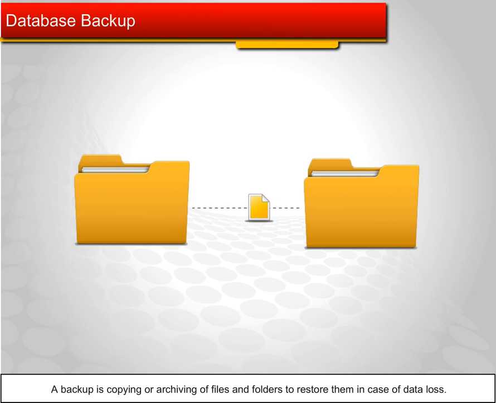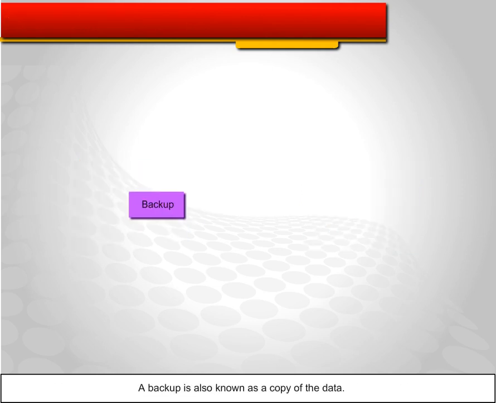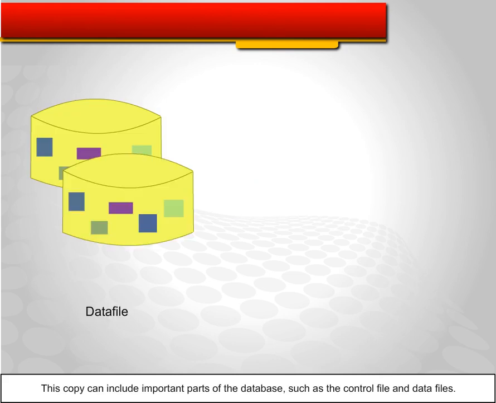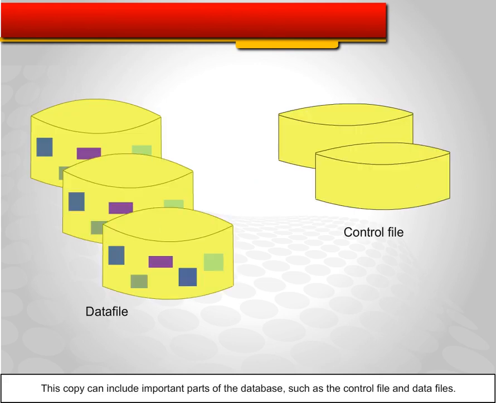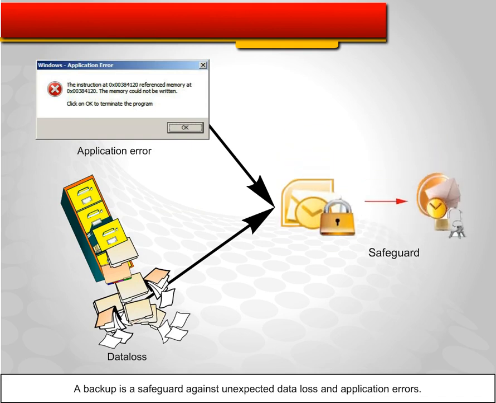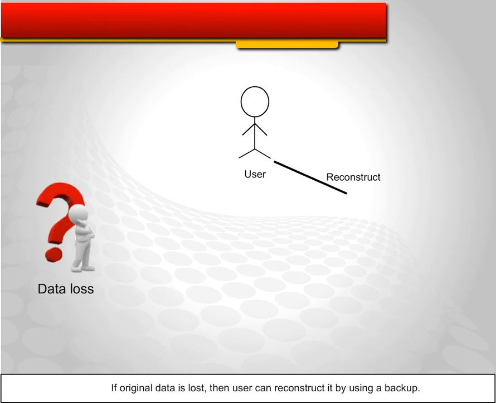A backup is copying or archiving of files and folders to restore them in case of data loss. A backup is also known as a copy of the data. This copy can include important parts of the database such as the control file and data files. A backup is a safeguard against unexpected data loss and application errors. If original data is lost, then the user can reconstruct it by using a backup.